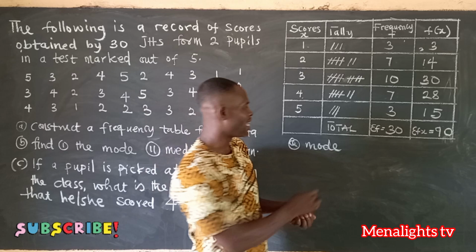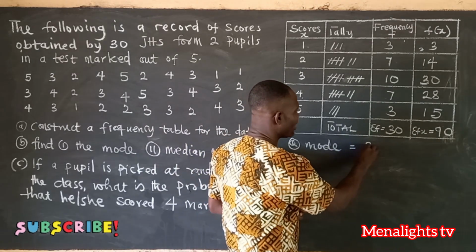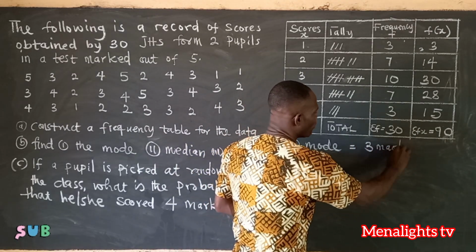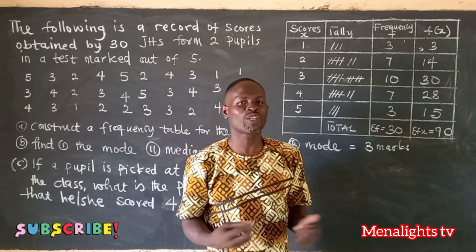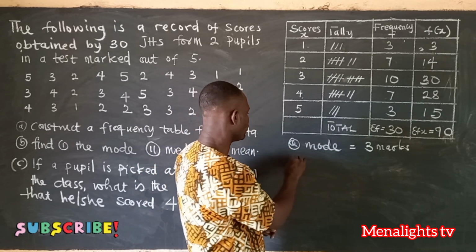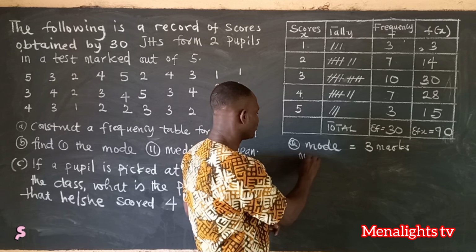So the mode there is what? 3 marks. Or the modal score is 3. Now let's go to the median. Which one do we have in the middle? So median.